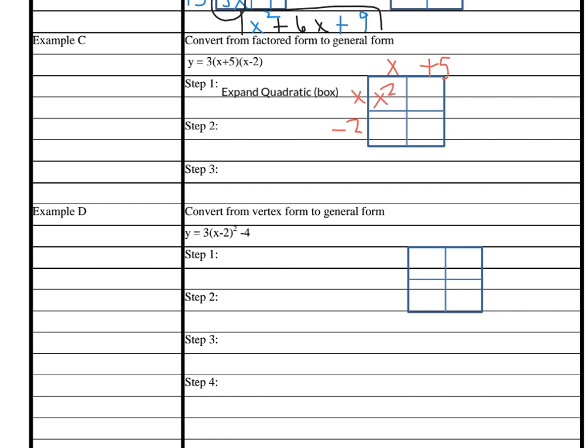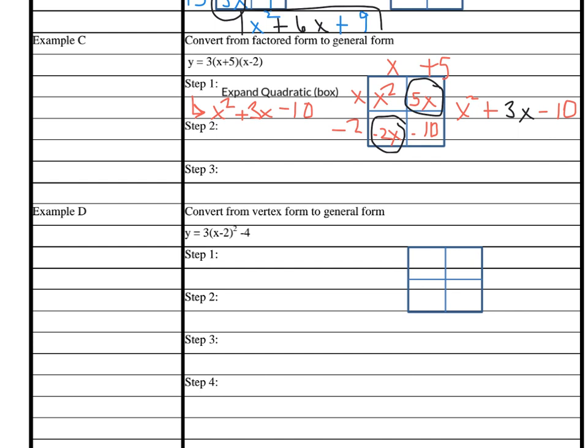X times x is x squared. X times 5 is 5x. And negative 2 times x is negative 2x. Negative 2 times 5 is negative 10. Combine like terms. Negative 2x and 5x is 3x. And then we had x squared plus 3x minus 10. So when we did step 1, expand the quadratic, we got x squared plus 3x minus 10.